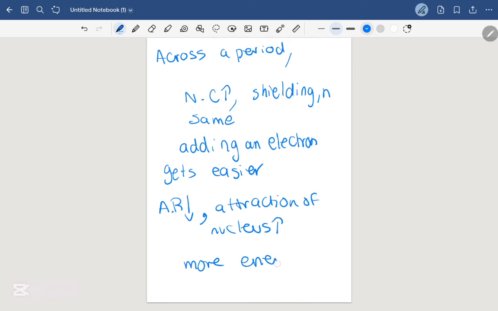So that's why it becomes what? It becomes more negative. And because more energy is being released, there will be a stronger attraction. And when there is a stronger attraction, then we can say that there is a higher electron affinity.